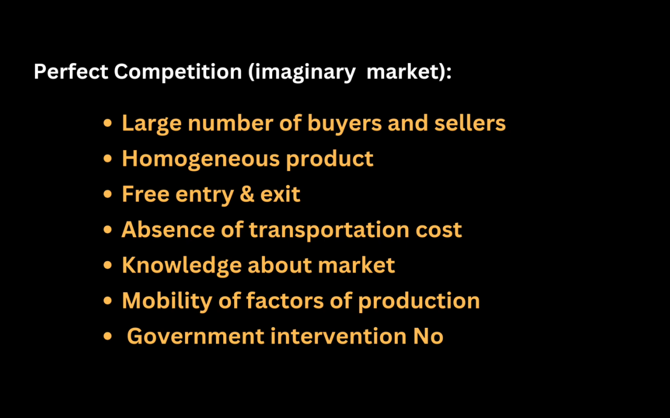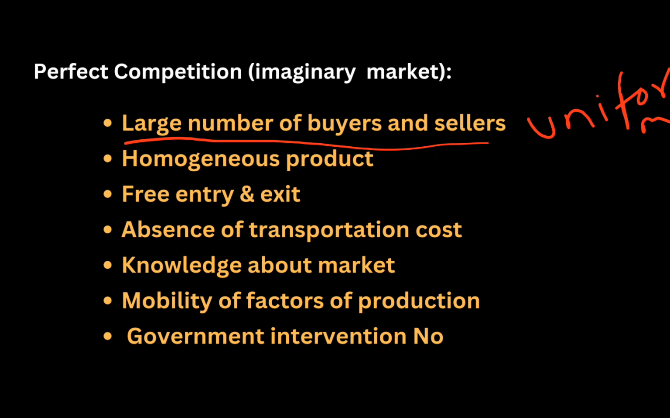Now let us see what perfect competition is. As I said, perfect competition is an imaginary market for today's market trend. What are the features and conditions of perfect competition? Let's see about that. There are a large number of buyers and sellers. There is neither a single buyer nor a single seller who can determine or influence the price. Every buyer and every seller will influence the price. There will be a uniform price. No one can fix the price.